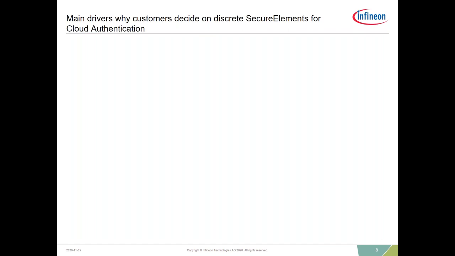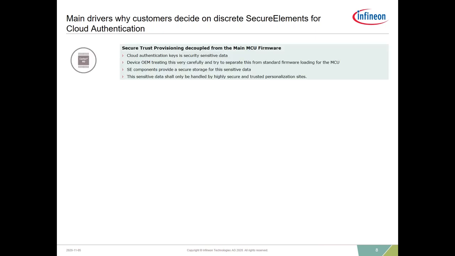Okay, so the question might come up, why are OEMs spending the effort, the time, and also the money, as such a secure element costs money, to integrate such a secure element into their devices. Here from our experience, as we're selling those kind of products for a while now, I can name you five reasons. The first one is secure trust provision decoupled from the main MCU firmware. As we know, many of those devices, IoT devices, are somewhat manufactured by an electronic manufacturing service.